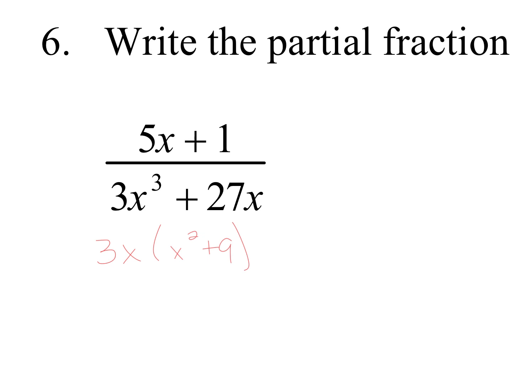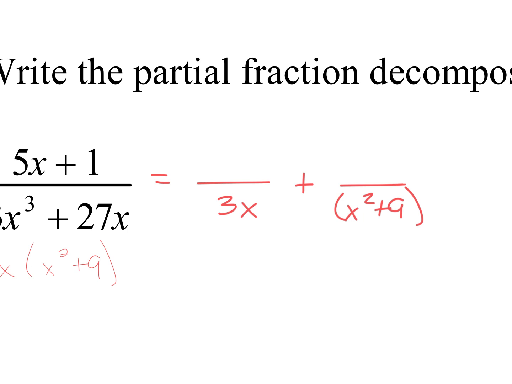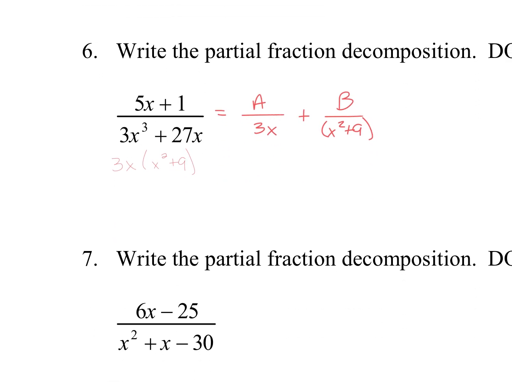How many denominators do I have here? I have 2. I have 3x, and I have x squared plus 9. If it was a minus sign, guys, if it was x squared minus 9, you'd have 3 fractions. You'd have 3x, x plus 3, x minus 3. But it doesn't. It doesn't factor. Don't create new math. So what goes in my numerator? A and B. Perfect. Some of us might need to look at some factoring.